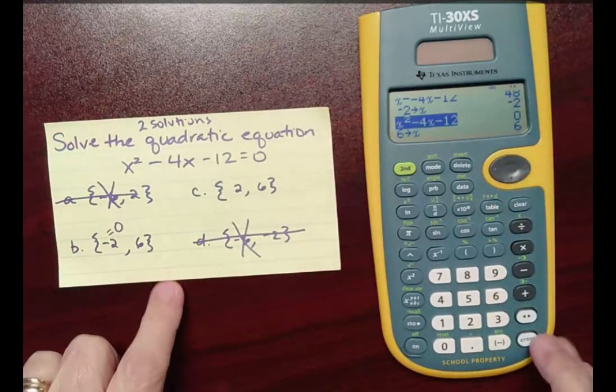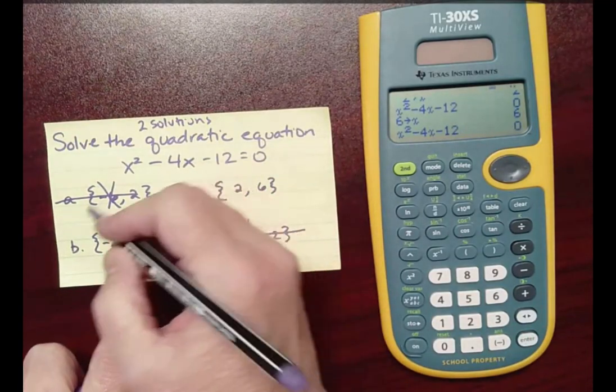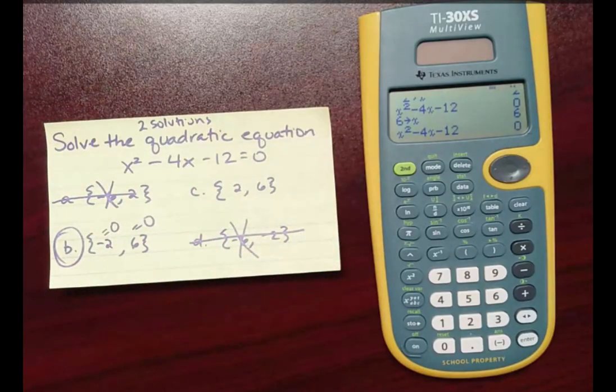Go back to get my equation. Hit enter. Enter again. Gives me 0. There we go. That's the right answer.